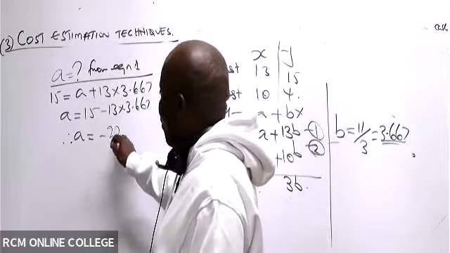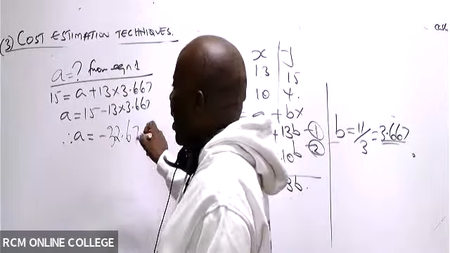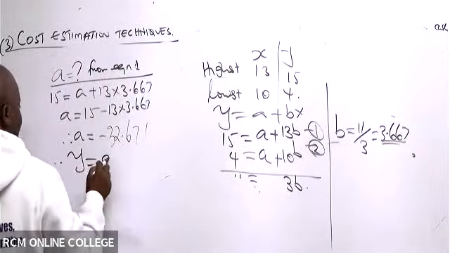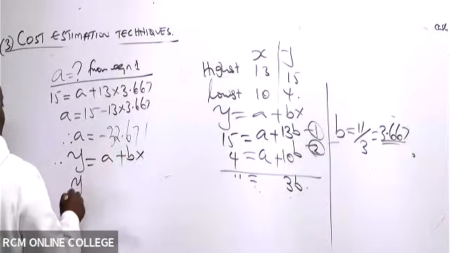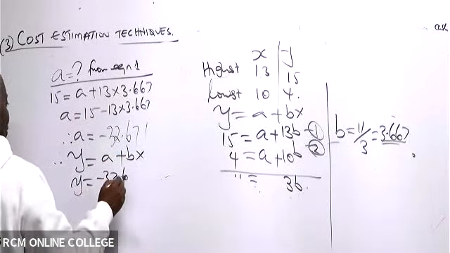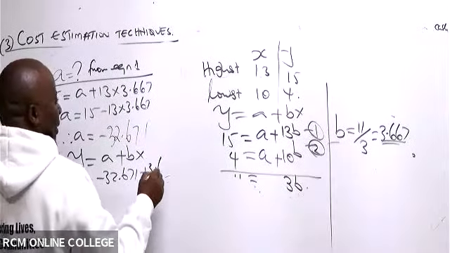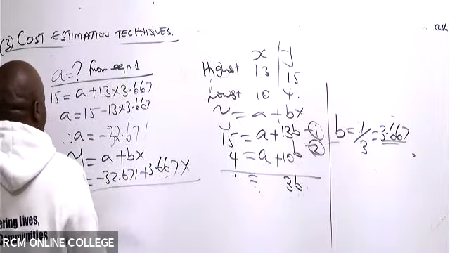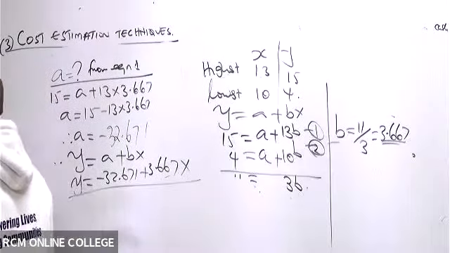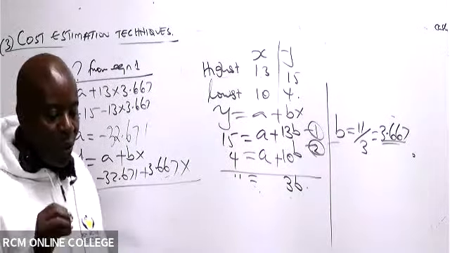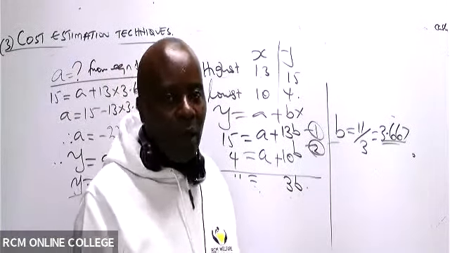Negative 32.67. Thank you so much. And therefore, don't forget our equation is y equals a plus bx. So y will be minus 32.671 plus b, which happens to be 3.667, x. You double underline like that.